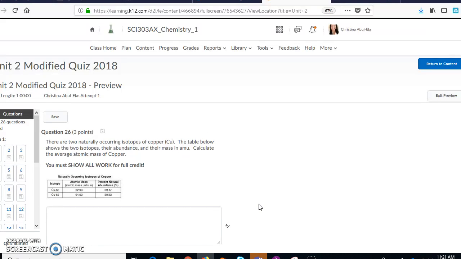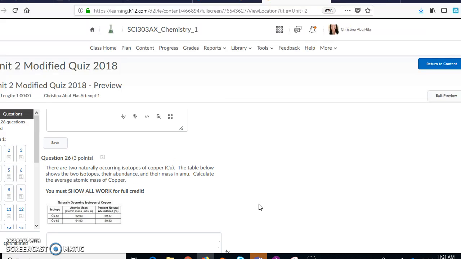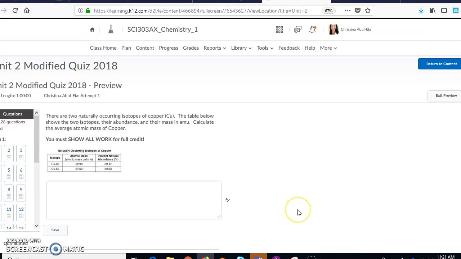Question 26. There are two naturally occurring isotopes of copper. The table below shows the two isotopes, their abundance, and their mass in AMU. Calculate the average atomic mass of copper. Show all your work for full credit.